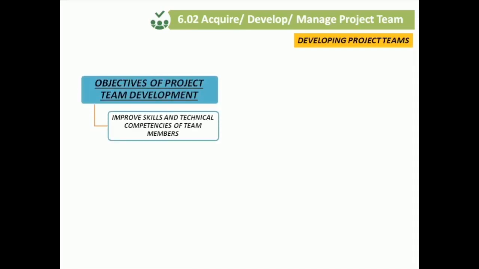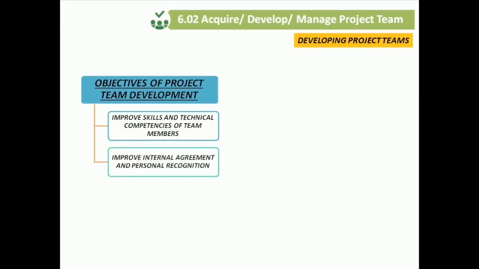Let's look at some of the objectives of the project team development. Improve skills and technical competencies of project team members to increase the probability of achieving project deliverables in the context of decreasing cost, improving quality, and reducing schedules. Improve internal agreements and personal recognition among team members to enhance morale, reduce number of conflicts, and improve productivity.